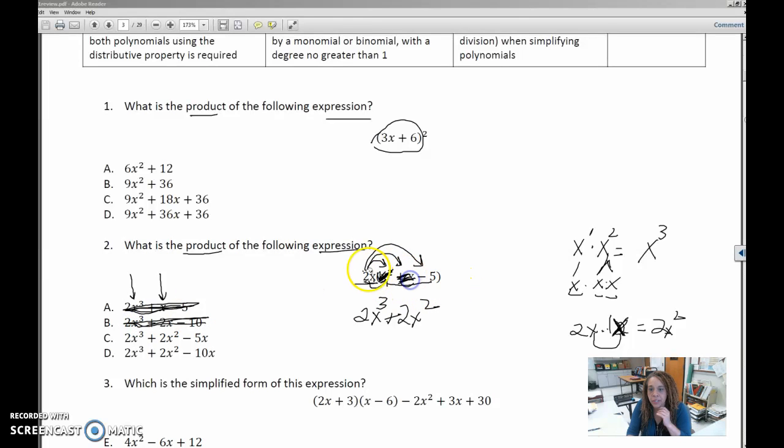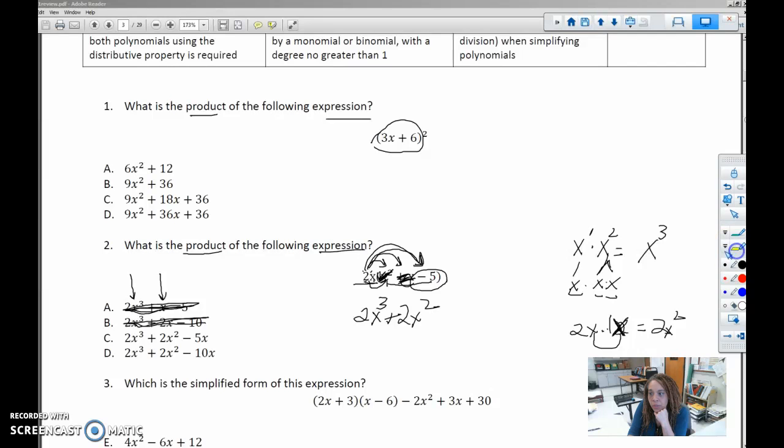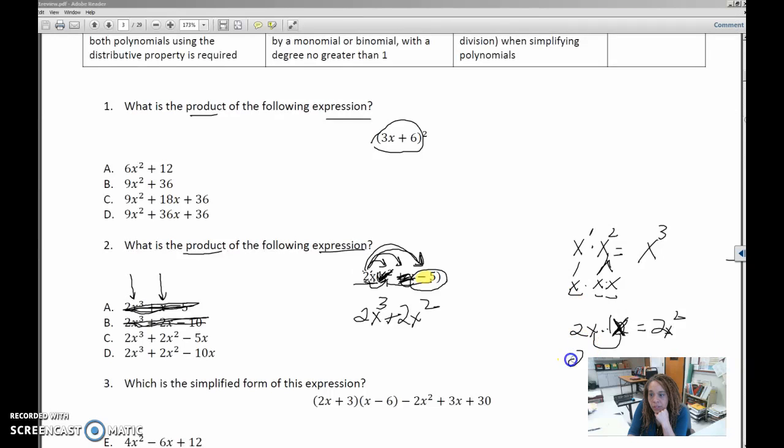So I finished that term. Now I have 2x times, and here's one of the things I always like to draw your attention to. Please, please, please remember all the time, the sign is in front of the number. So this is a negative 5. So 2x, let me come out here, 2x times negative 5.